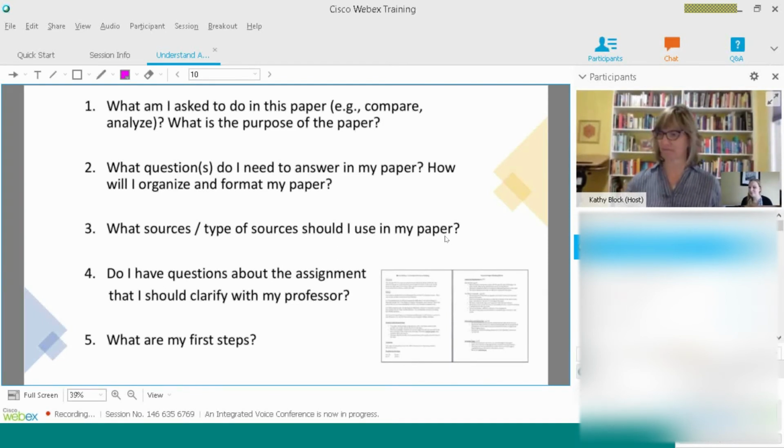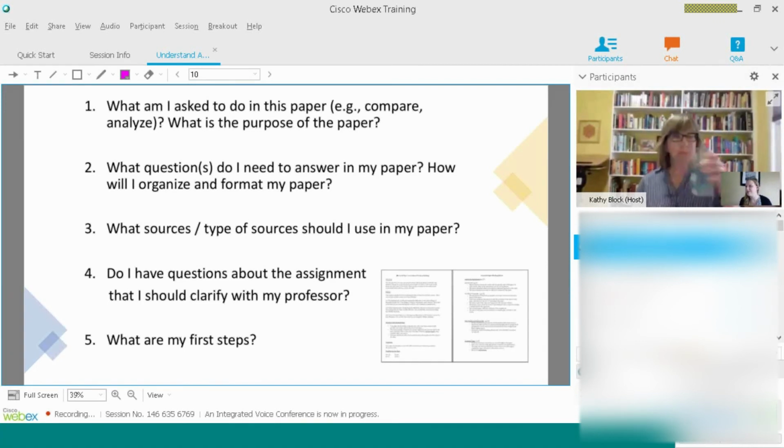1, what am I being asked to do in this paper? For example, am I being asked to compare or analyze a topic? What is the purpose of this paper? 2, what questions do I need to answer in my paper? How will I organize and format my paper? This second one is particularly useful as it helps turn the assignment guidelines into a set of questions that you can use to answer throughout your paper. Reading these questions also helps you think about how you might organize your paper.